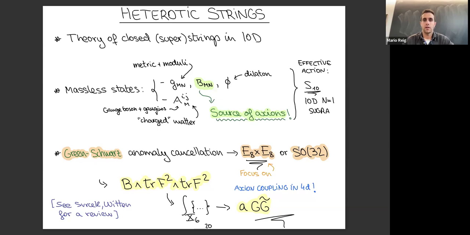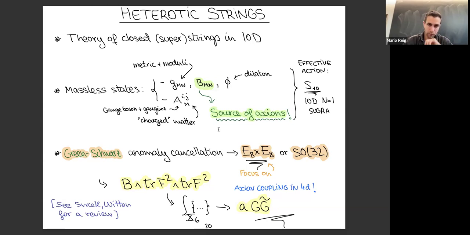Now you have an effective action given by 10D N=1 supergravity, which contains the following massless spectrum. It contains the metric and the moduli fields. The gravity supermultiplet also contains the so-called B field, which is fundamental for me because it's the source of axions, and the dilaton, which fixes the string coupling. In addition, of course, as usual, we have the Yang-Mills supermultiplet with the gauge bosons and gauginos giving us charged matter in 4D. But this is not important for axion physics.